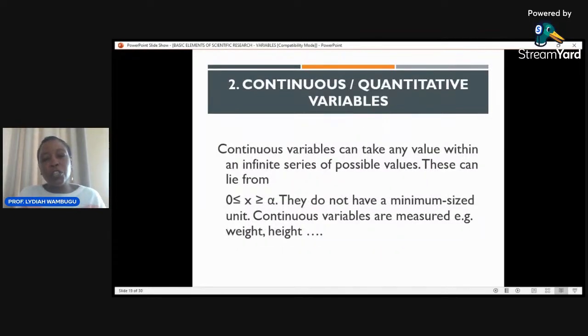Then we have continuous or quantitative variables. They take any value within an infinite series of possible values. From negative infinity to infinity, they can take any value. And that is why we normally round off. If I'm measuring my height, I can say it is 5.712459, and that can go on to infinity. That is why we round off and say I am 5.2. If you talk about weight, the same. The distance is the same. You can say the distance from here to Nairobi is 50 point something, but then you round off and say it is 50 kilometers.